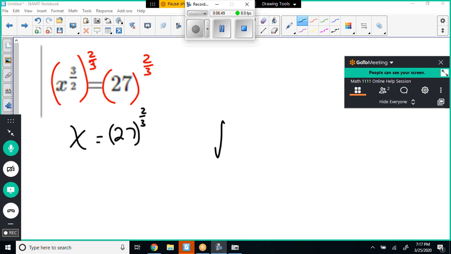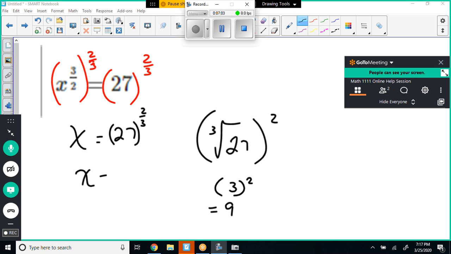Rewriting, the denominator is the root, right? The denominator is the root. So it's the cube root of 27 squared, right? And the cube root of 27 is nothing more than 3. 3 squared is, guess what? 9. There you go. So that's how that works. And rewriting it from a fractional exponent over into a radical representation is crucial. Okay, knowing how to do that and getting comfortable in doing that is so crucial. Okay, so just kind of remember that.